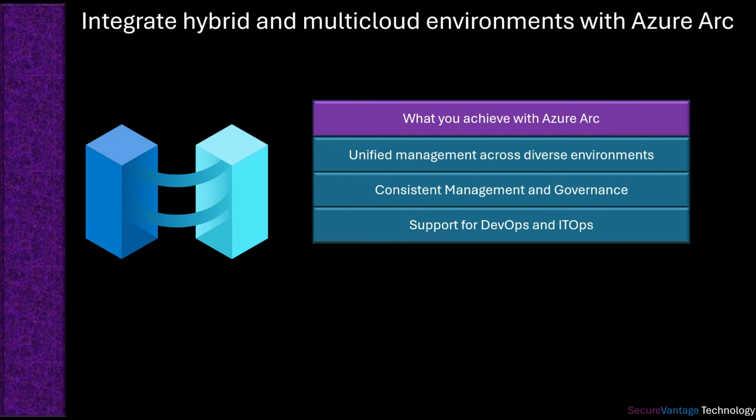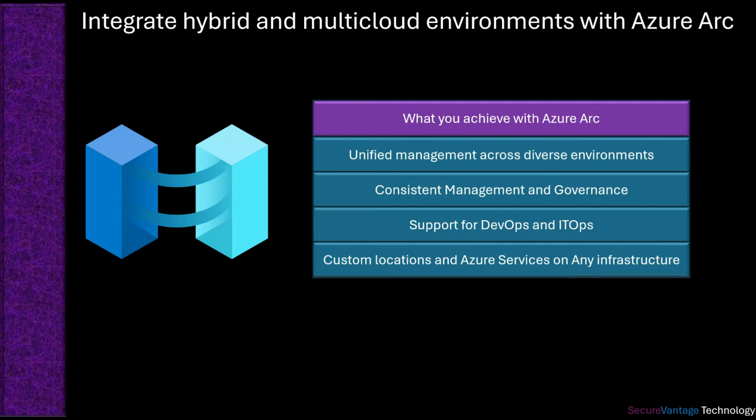Using Azure Arc, you can support DevOps and IT ops. In modern IT operations, companies often need to blend traditional IT ops practices with new DevOps models, especially as they adopt cloud-native patterns. Azure Arc supports this integration by allowing you to continue using your existing IT ops practices while introducing DevOps practices. For example, you can use GitOps to deploy configurations across Kubernetes clusters from Git repositories and ensure that your environments are consistently configured and up to date.